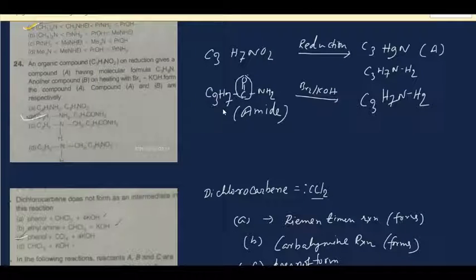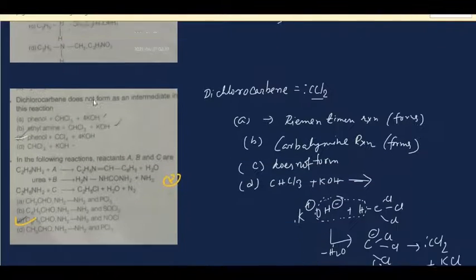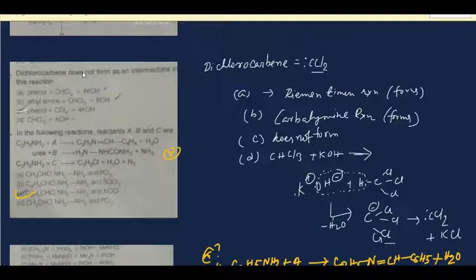So we know that when an amide reacts with this Hofmann degradation reagent, it makes an amine. One carbonyl group is removed in between. So compound A will be the amine and compound B will be the amide. So option B is correct. Then the next question.